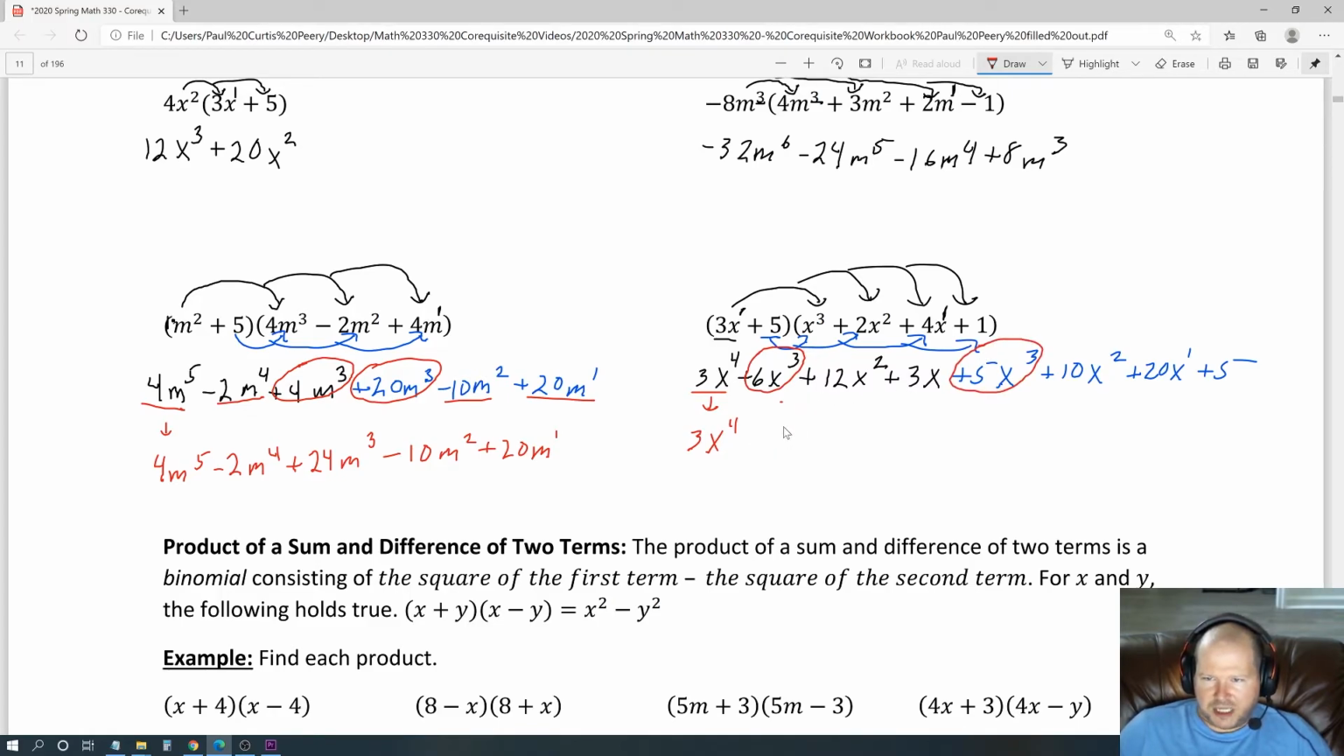So 6 plus 5 is 11. So we end up with 11x cubed. Then we go over to the next one. So we see a 12x squared and a 10x squared. They're both positive. So you're going to say 12 plus 10 is 22. And then we just keep the x squared.